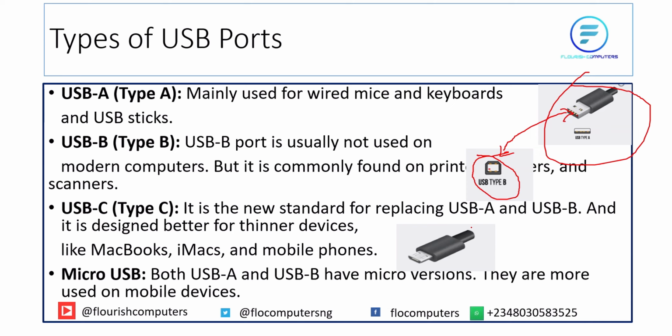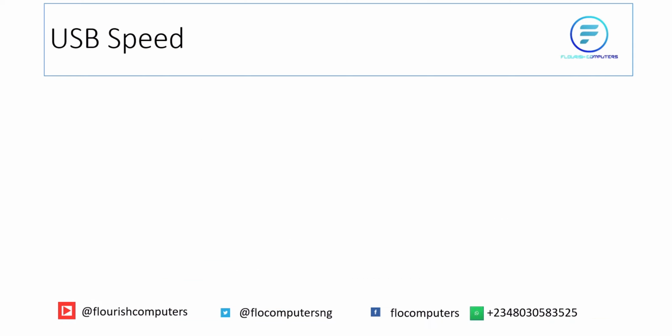Then we have micro USB. Micro USB is actually what you now have on most of the other mobile phones. So if your phone is not using type C, it's definitely using micro USB. So you cannot plug a cable that is micro USB into type C, neither can you plug the type C into a micro USB. So take note of that on the types of USB ports that we have.